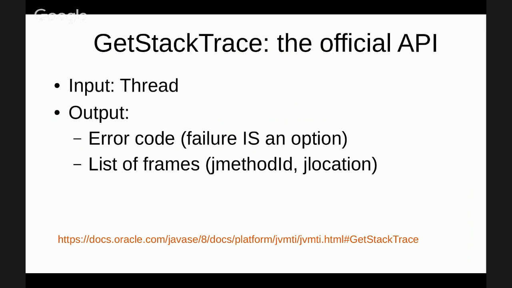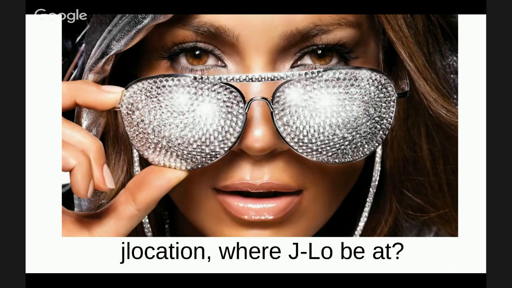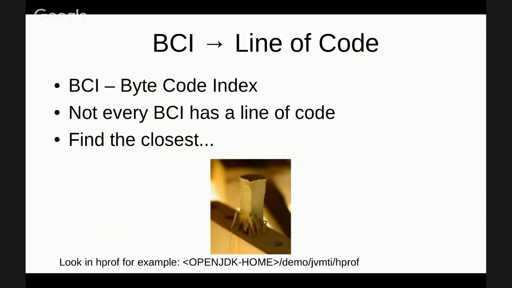There'll be a jmethodID, which I think we all understand roughly what that means. There'll be some sort of ID, and we'll have to look up which method it relates to. It also returns a jlocation. Now, jlocation is not related to Jennifer Lopez at all. It's, in fact, the BCI. The BCI is not a line of code. The BCI is the bytecode index.